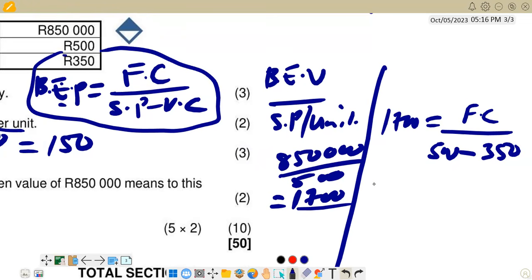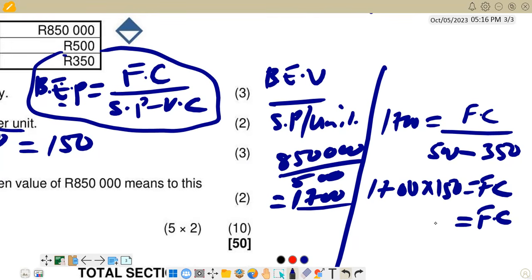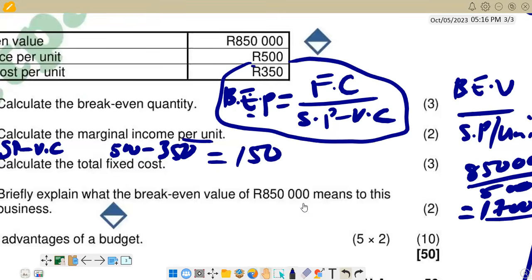If you make fixed cost the subject of the formula, it becomes 1,700 times 150 equal to fixed cost. Suppose you say 500 minus 350 to get 150, then you multiply by 150 on both sides, it will come here and become 1,700 times 150. And then the answer for fixed cost, let's multiply there, you get 255,000. So this is the figure for fixed cost. Then we go to the next one.